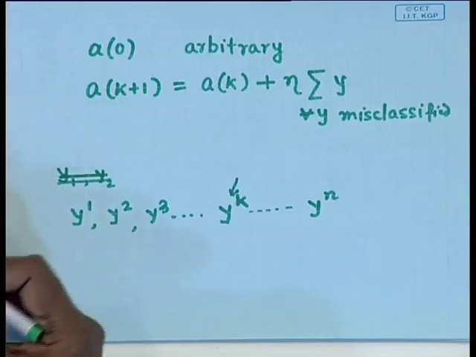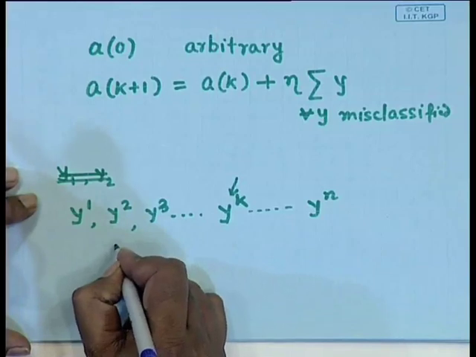And finally, the algorithm will terminate when, in a single pass, all the samples are properly classified by that particular weight vector. So, whenever the weight vector is modified, on that modified weight vector I have to try out all the samples. If all the samples are properly classified by a weight vector, then only I will say that my classifier has been designed, or the weight vector that I have got is my solution vector.